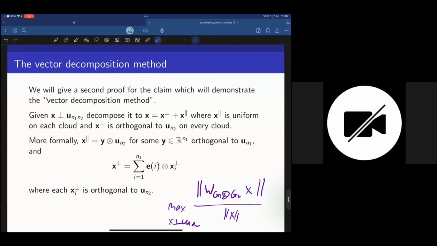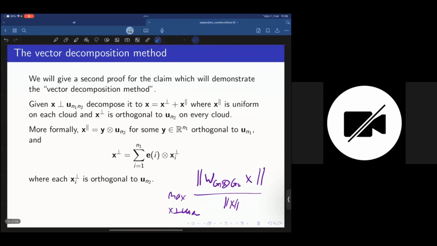Okay. So given X, I know it's orthogonal to the all ones vector, or to the normalized all ones vector, it doesn't matter. So what I'm going to do is decompose it into two vectors, just write it as a sum of two vectors: X parallel and X perpendicular. X parallel is going to be uniform on each cloud, and X perpendicular is going to be orthogonal to uniform on each cloud. What do I mean?